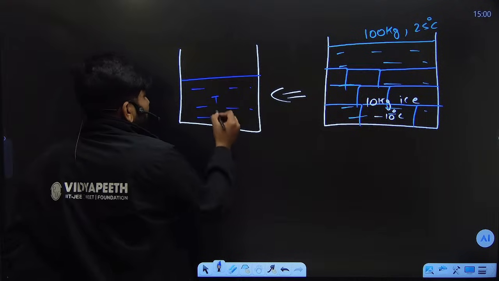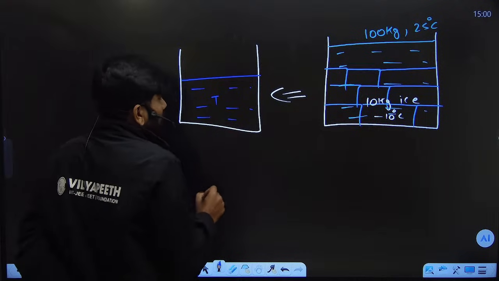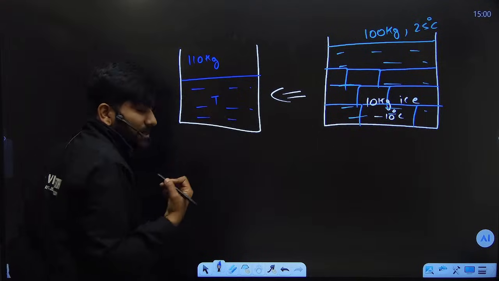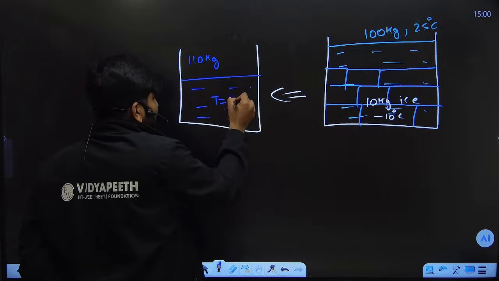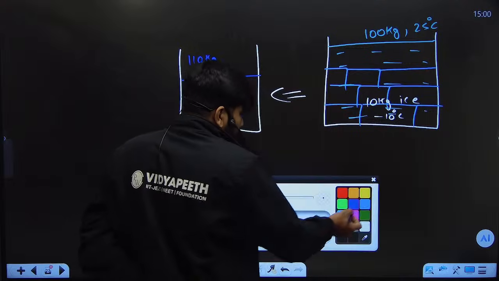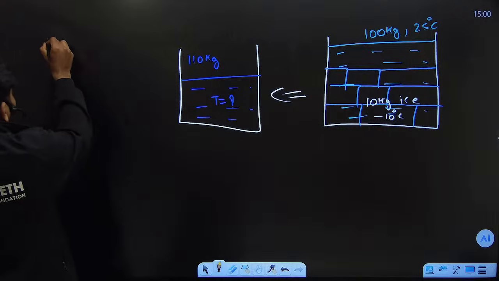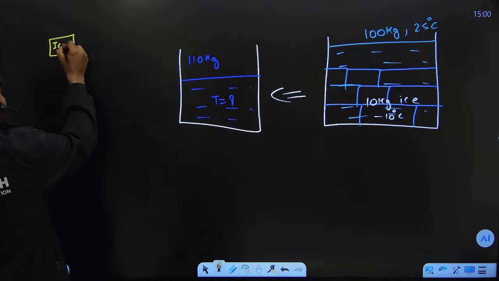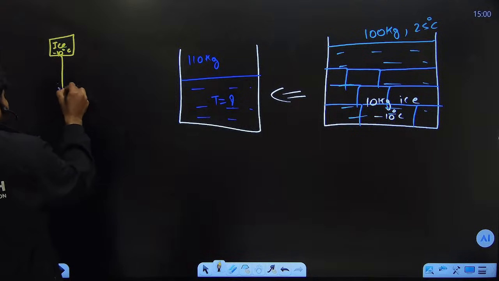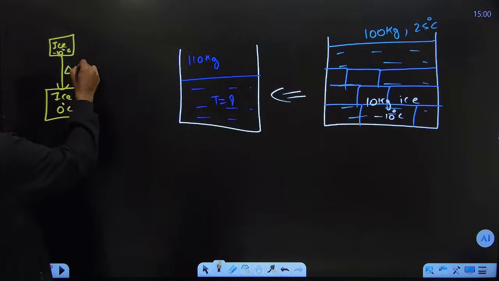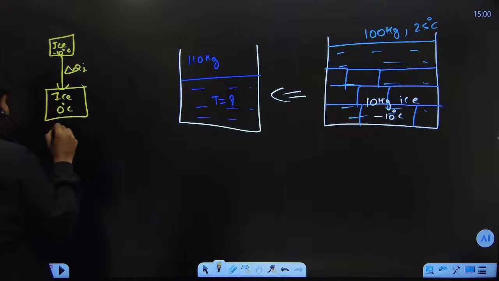So finally, what will be there? Water. How much? 100 plus 10, 110 kg of water. And what is the temperature? T degrees Celsius. We have to find this temperature T. Now if I draw the charts to see things visually, ice at minus 10 degrees Celsius is first going to heat up and become ice at 0 degrees Celsius. Let's say here the heat is Q ice, heat gained by ice.